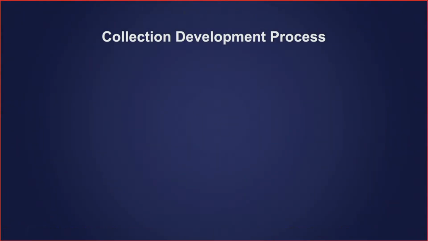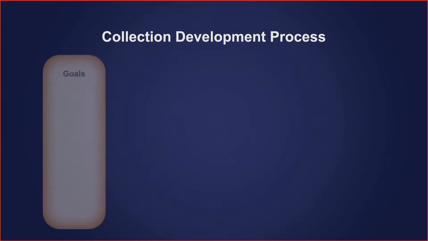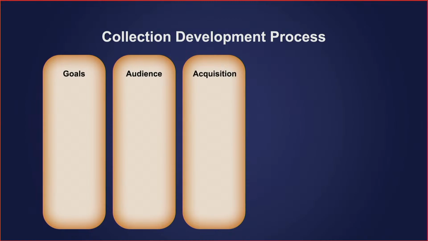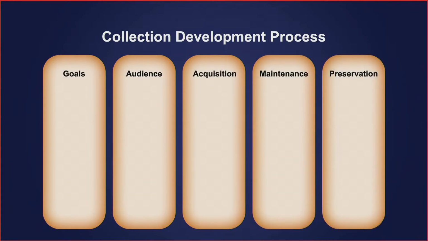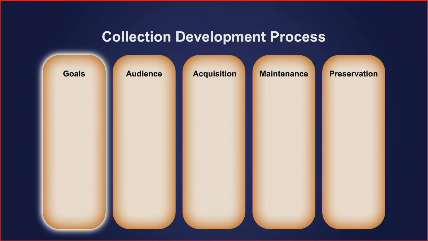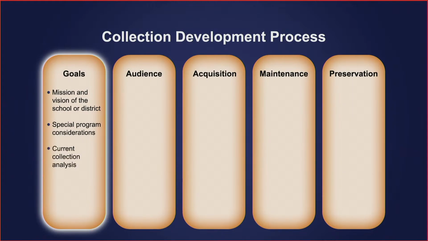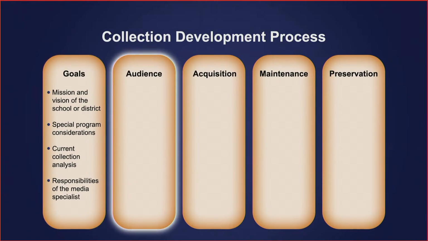A collection development process contains 5 categories, which are goals, audience, acquisition, maintenance, and preservation. The first category is goals. The goals section should address the mission and vision of the school or district and special program considerations, the current collection analysis, and the responsibilities of the media specialist. The second category is audience. It's important to address the specific population of the school or district by looking at several factors, including the school or district demographics, the school or district community, the needs of the population, and the ways in which transparency is offered to the community regarding the current collection and selection of new materials.